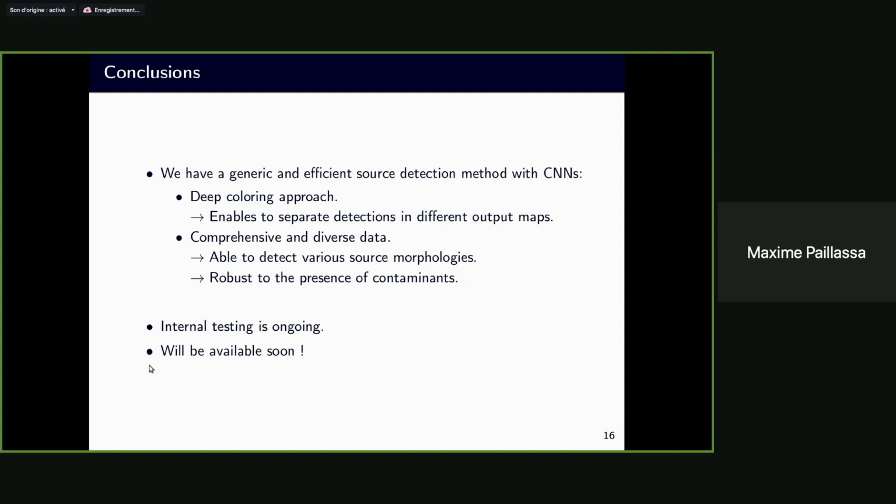So to quickly conclude, we have a generic and efficient source detection method with CNNs, and with the deep coloring approach, we can separate detection in different output maps. And with our comprehensive and diverse data, we are able to detect various source morphologies and to be robust to the presence of contaminants. So we are going now for internal testing, and I hope it will be available soon.